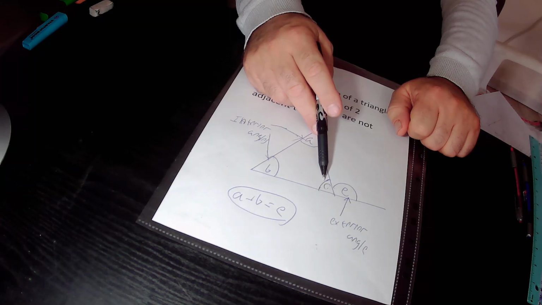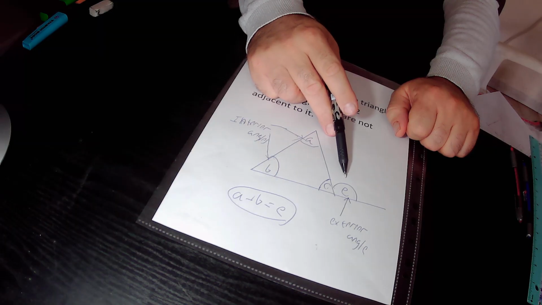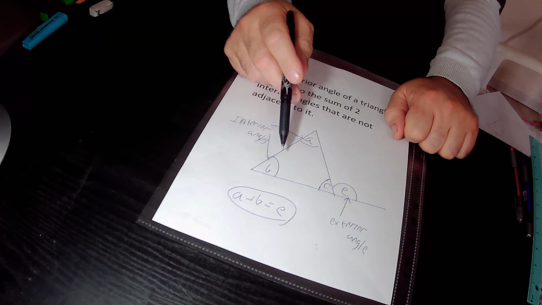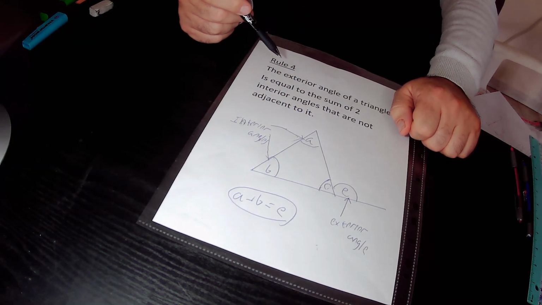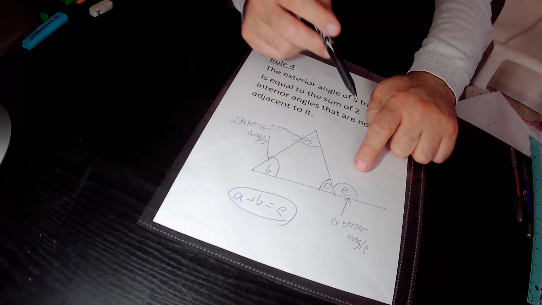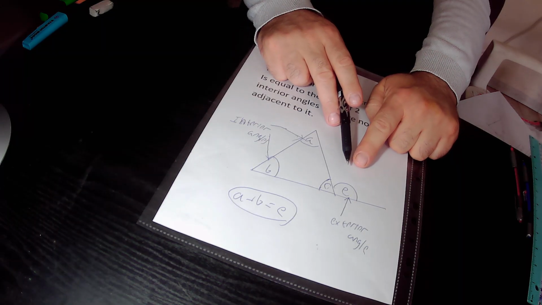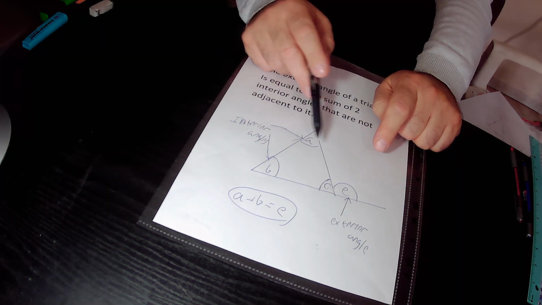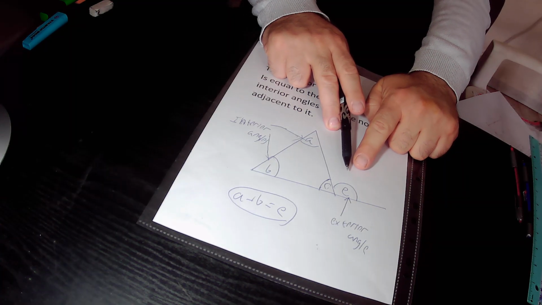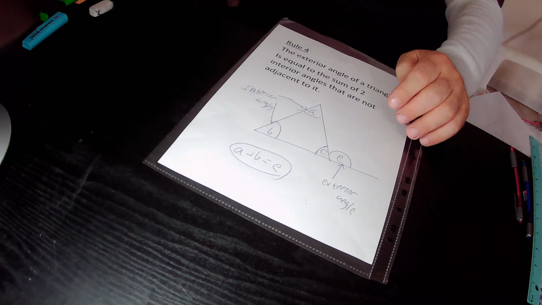This is angle C adjacent to angle E, therefore the two other angles that are not adjacent to this exterior angle E are A and B. And according to this rule 4, the size of this exterior angle E equals the sum of the two interior angles that are not adjacent to it. The two interior angles that are not adjacent to this angle E are A and B. And therefore the size of the exterior angle E equals A plus B. Again, the size of this exterior angle E equals A plus B. So we can actually implement rule 4 in our drawing.